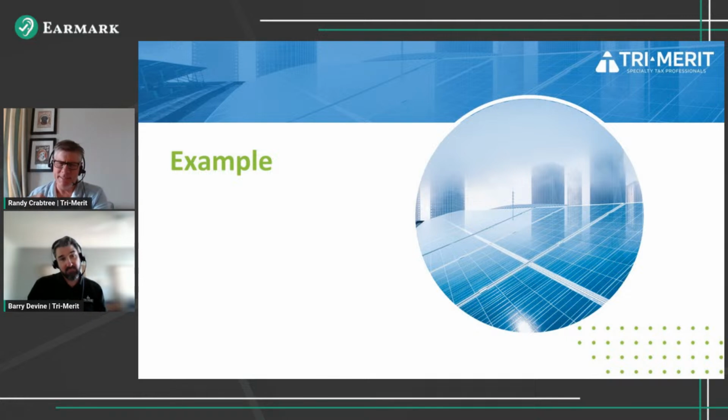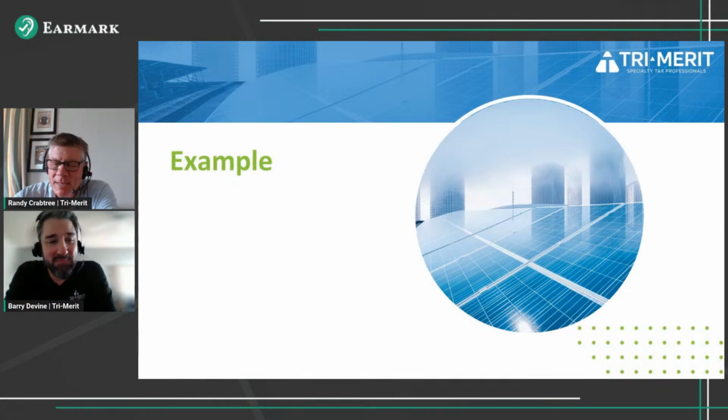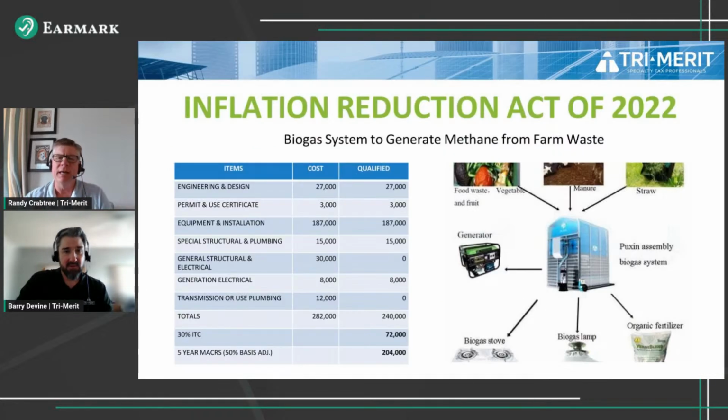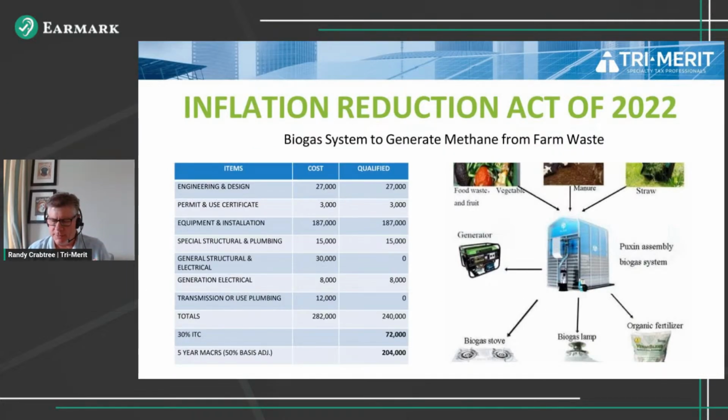Thanks, Barry. Barry is a guru when it comes to this. He's daily excited with new information that he's sharing with our team. So thanks for that, Barry. Appreciate it. Before I go to those last two credits, let's just do a quick example so you get an idea of what the potential value of a credit is here.